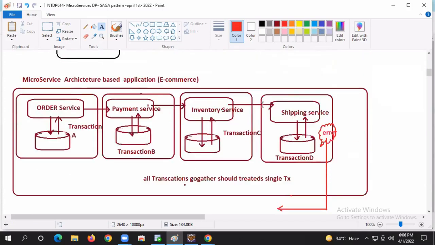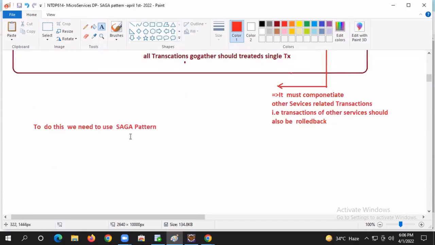Okay, but to bring this effect, regular transaction management at Spring level is not sufficient. We have to think about dealing with what pattern? SAGA pattern. Understanding my statement, guys? Okay.